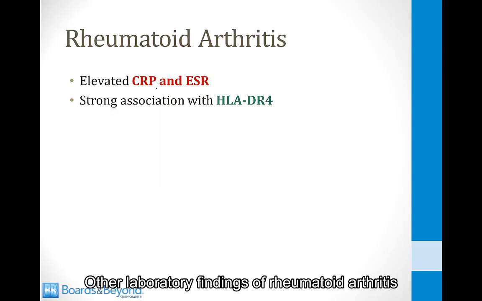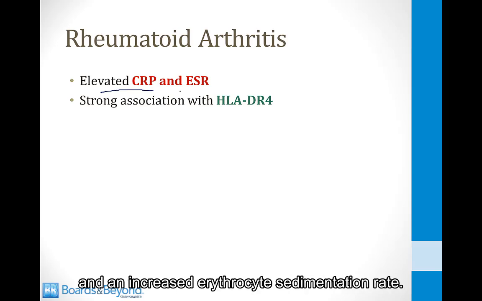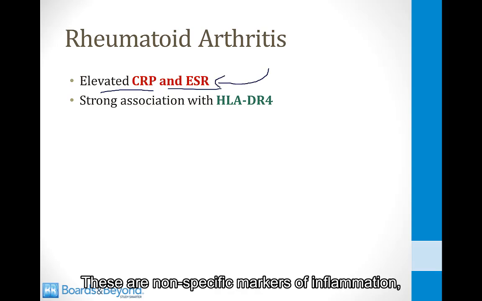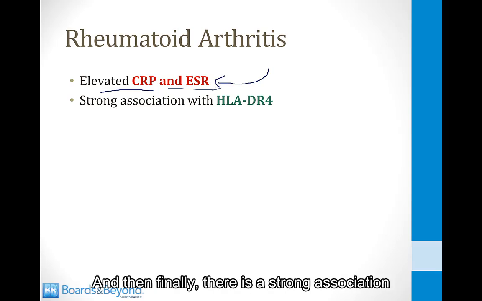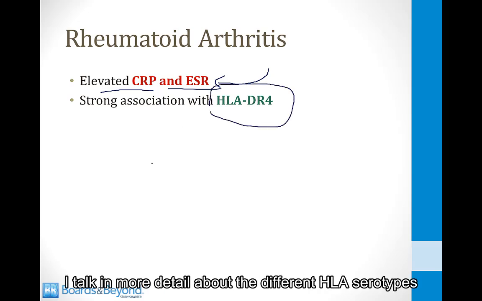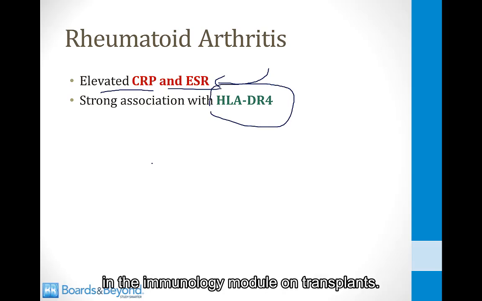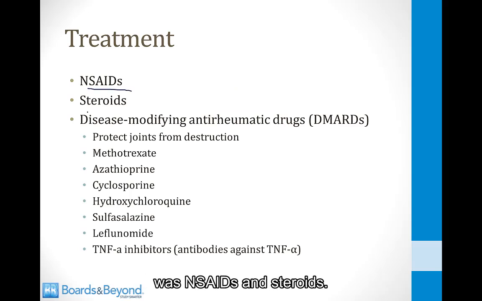Other laboratory findings of rheumatoid arthritis include an elevated C-reactive protein level and an increased erythrocyte sedimentation rate. These are nonspecific markers of inflammation, and you can find them elevated in many autoimmune diseases. And then finally, there's a strong association of rheumatoid arthritis with the HLA-DR4 serotype. I talk in more detail about the different HLA serotypes in the immunology module on transplants. For a long time, the treatment of rheumatoid arthritis was NSAIDs and steroids.